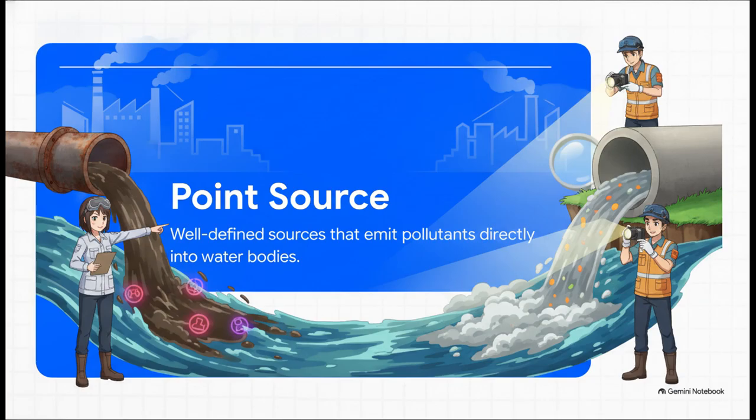These are basically the smoking guns of water pollution. Think back to that image of the leaky pipe we just talked about. If you can physically point your finger at a discharge pipe, say from a domestic sewage treatment plant or an industrial factory's wastewater outlet, boom, you are looking at a point source. They emit pollutants directly into the water body in a highly visible, incredibly identifiable way.